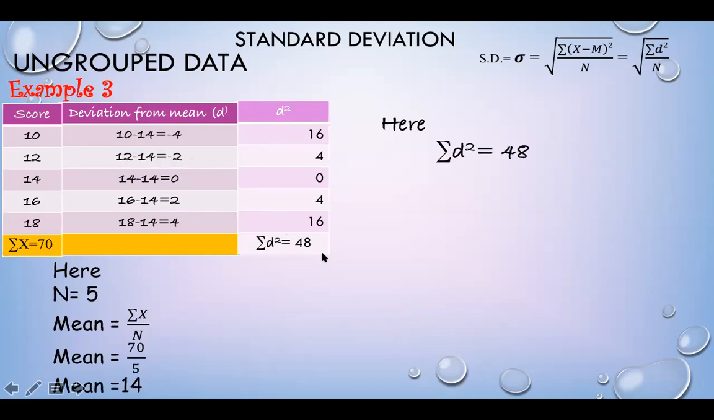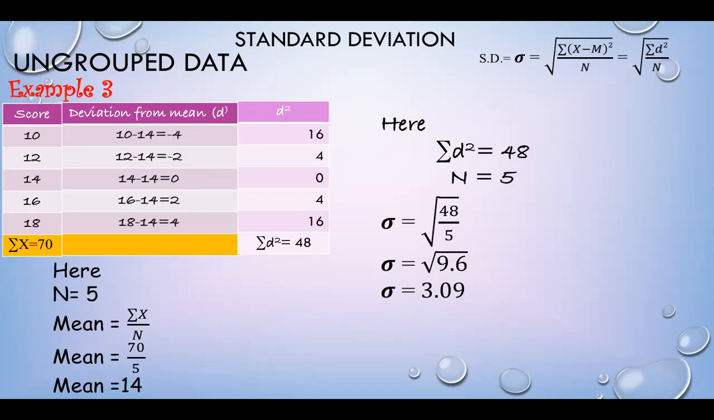Here the summation of deviation square is 48 and the number is 5, so the standard deviation is equal to the square root of 48 divided by 5, which is equal to 3.09. The standard deviation of this ungrouped data is equal to 3.09. This is how we calculate the standard deviation in the ungrouped data.